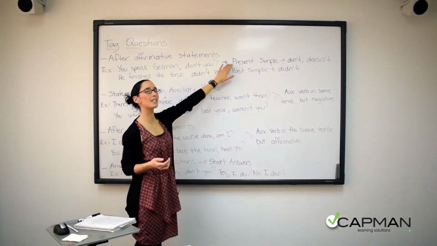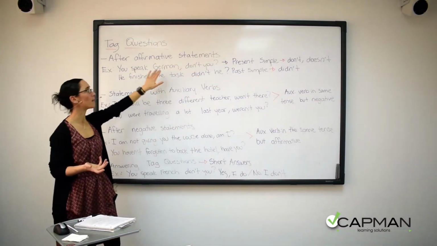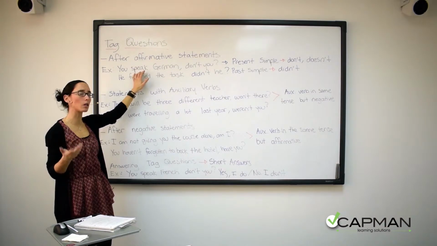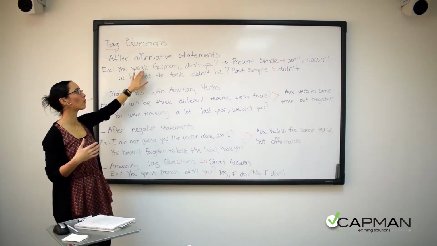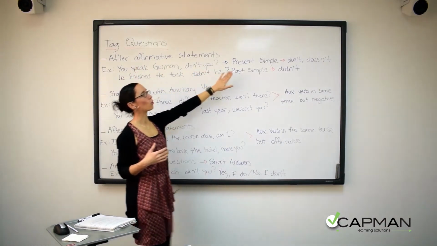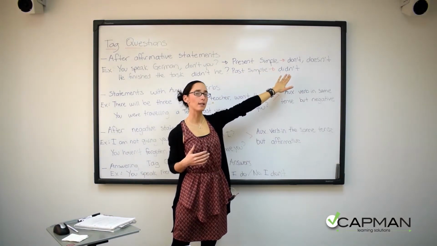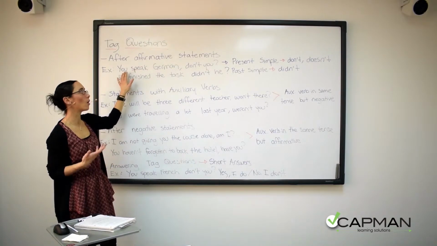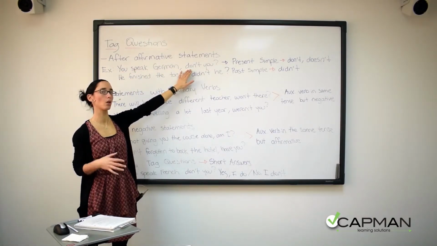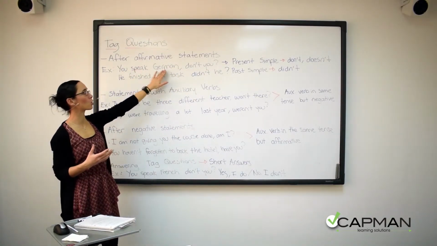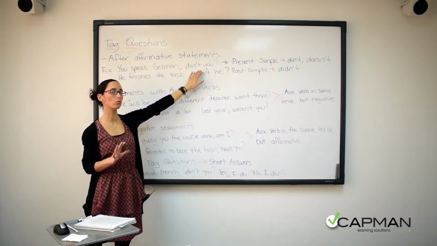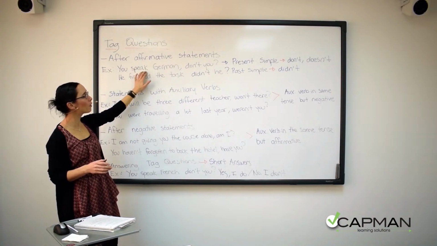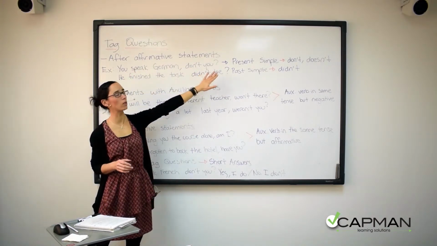So for present simple verbs like speak, remember present simple? I speak, you speak. For present simple verbs, we use don't or doesn't, depending on the person. Here the person is you, so we would use don't. You speak German, don't you? Very simple. Affirmative statement with present simple, don't or doesn't.